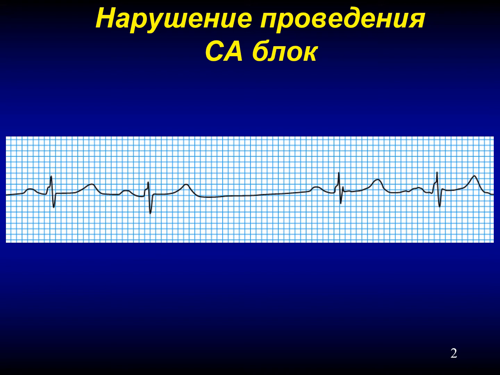The ECG sign of SA block, sinus node blockage, is the absence of the PQRS complex, and this RR interval is equal to double the normal RR interval. This RR interval is double the normal RR interval.